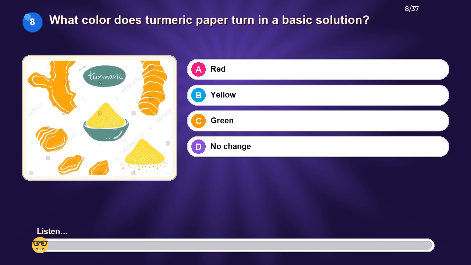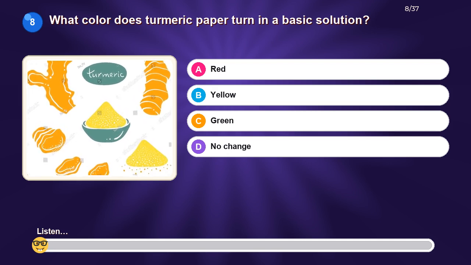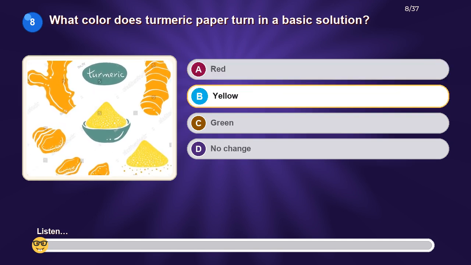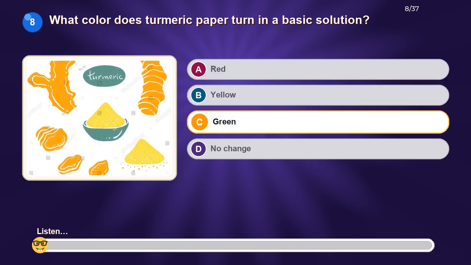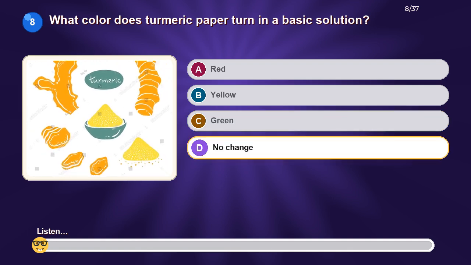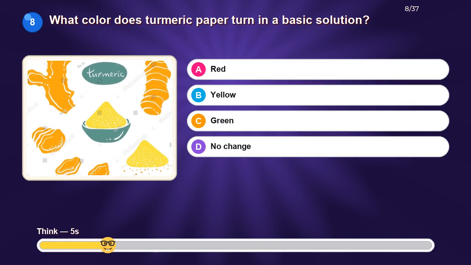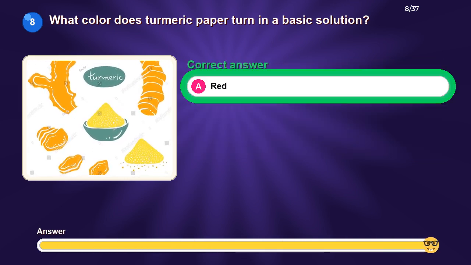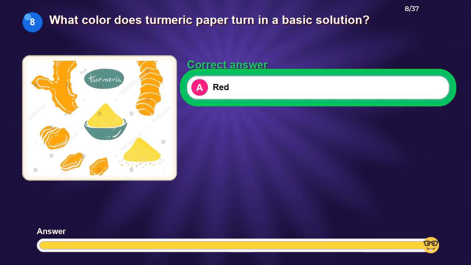What color does turmeric paper turn in a basic solution? Option A, red. Option B, yellow. Option C, green. Option D, no change. The correct answer is red.